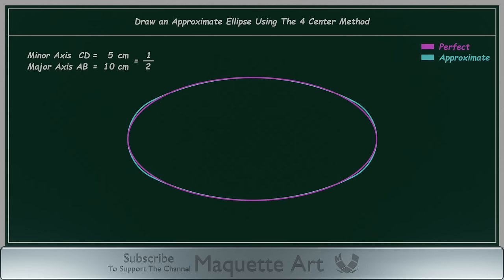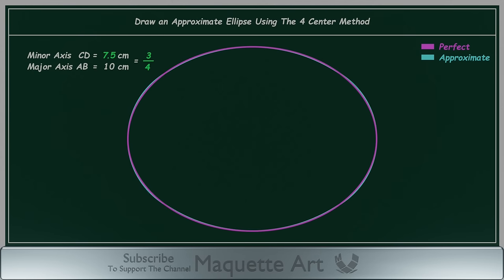This error decreases when the minor axis becomes bigger, or to be more accurate, when the ratio between the minor axis to the major axis increases. Here, for example, the ratio is 3 over 4. And you can see that the error is much smaller than before.